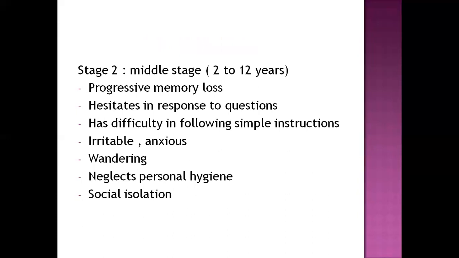Stage 2 is the middle stage, which is between 2 to 12 years. There is progressive memory loss, hesitation in response to questions. That means if you try to obtain history, if you ask something, the patient is hesitant to answer. The patient has difficulty in following simple instructions like get up, sit down, have this. The patient is irritable and anxious about everything, wandering here and there, neglects personal hygiene because cognition is affected. Also, the patient becomes socially isolated as the patient is not able to communicate with anyone.